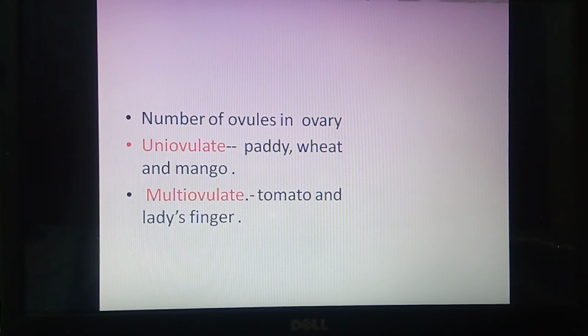When the number of ovules present inside the ovary is one, that means a single ovule present inside the ovary, it is called uniovulate. You can take the examples of paddy, wheat and mango. Multi-ovulate means the condition in which a single ovary contains many ovules. You can take the examples of tomato and ladyfinger. Both of those examples are very well known to you.